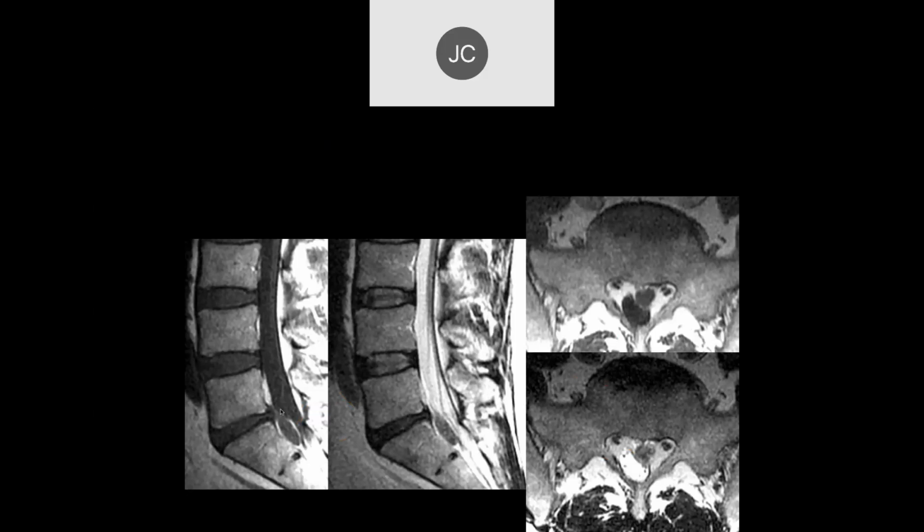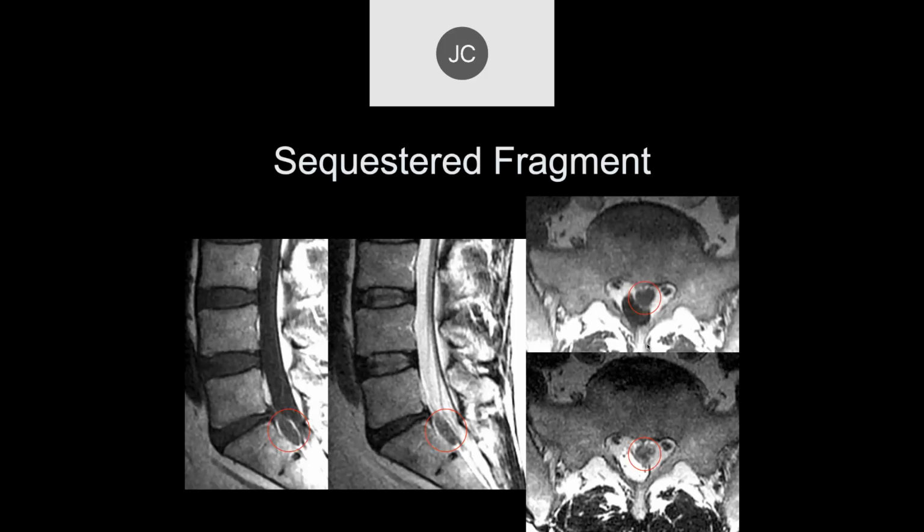Okay. And here we can see another disc extrusion with a sequestered disc down here, at the level. This has a little bit of increased signal intensity. These tend to absorb pretty rapidly, so they're usually just watched unless you can't control the pain, in this day and age.